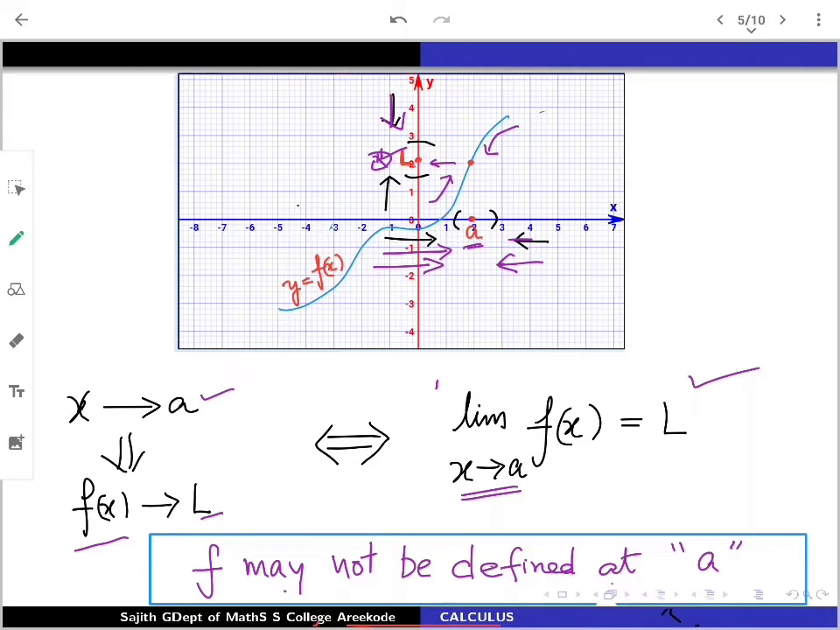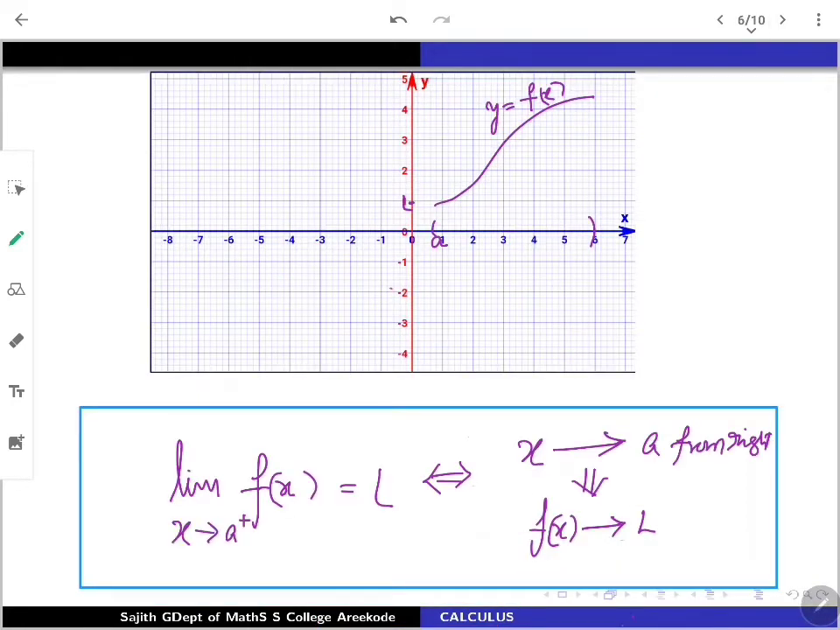Now, a situation may arise when you are considering a point A, but you can approach A only through greater values, from the right-hand side. For example, if I am considering a function y equals f of x whose graph is given like this, the input values are from the right only. We can't approach A from the left. Once again, remember that at A the function may not be defined. It doesn't matter. If you are moving from the right and the graph flows down to L, we say that the limit of f of x as x approaches A from the right is L.